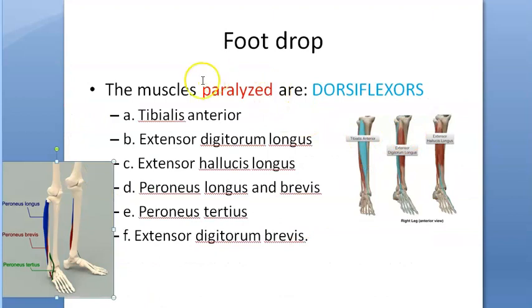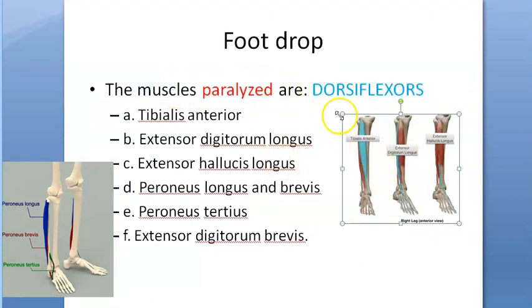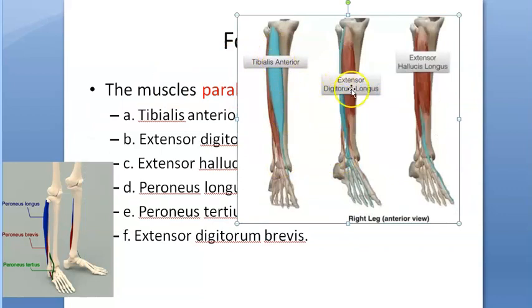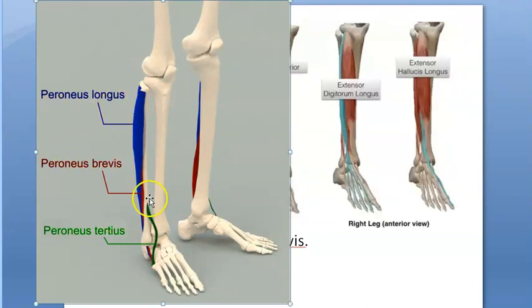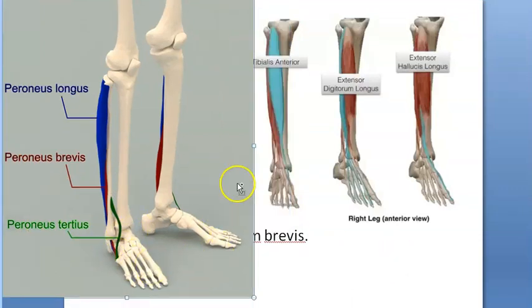Which are the muscles paralyzed? Those muscles are nothing but the dorsiflexors. Which are the dorsiflexors? Tibialis anterior, extensor digitorum longus. Anything that lifts the leg like this. So that will be tibialis anterior, extensor digitorum longus, extensor hallucis longus. For your big toe, you can lift it, and then you can lift all your other 4 small toes. And not just these muscles, many other muscles are also dorsiflexors, the textbook says. So your peroneus longus, see, it is coming in front here. Peroneus brevis, peroneus tertius. All these muscles are affected.